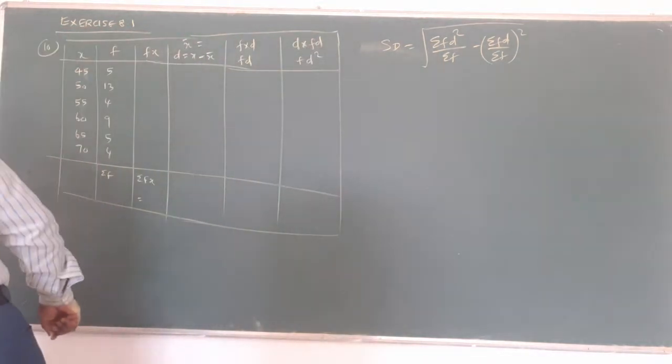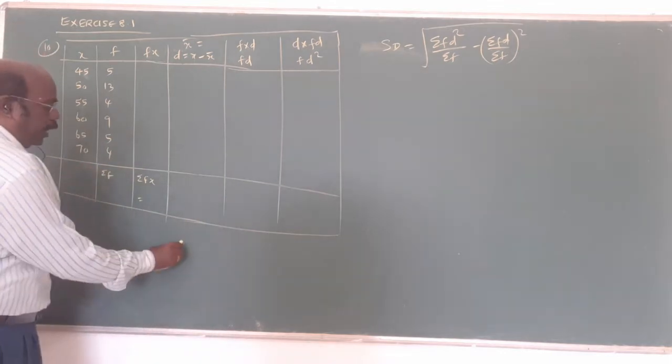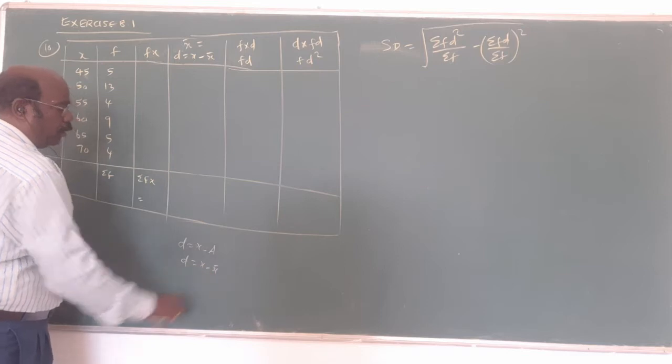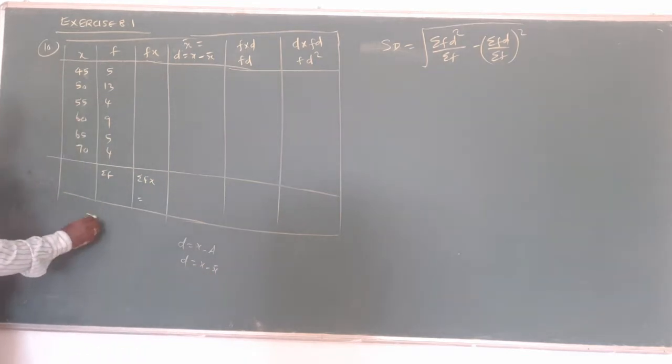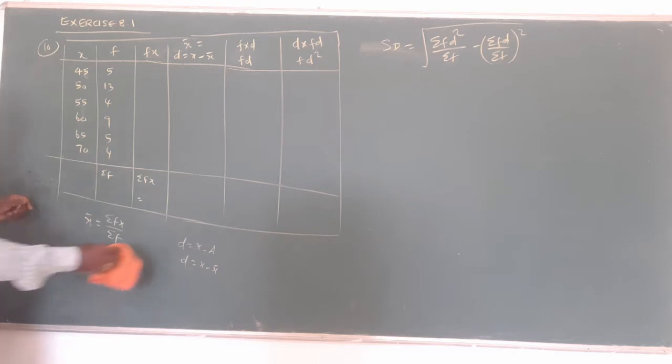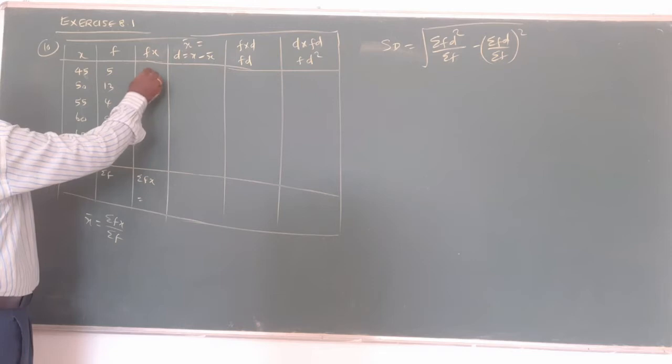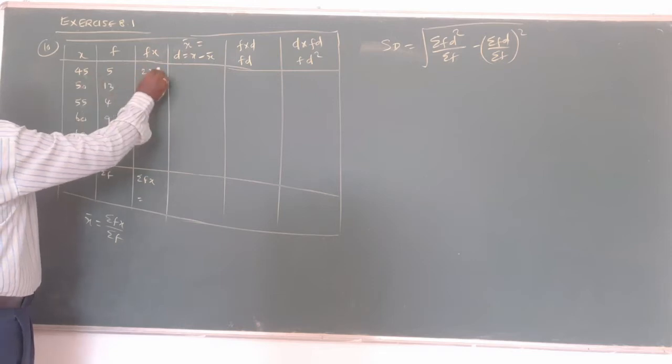I already told you, d is equal to either x minus a or x minus x bar. Now I am writing x bar. What is the formula of x bar? Sigma fx by sigma f is the formula for x bar, because this is grouped data. Am I right? That's why you want to multiply both.